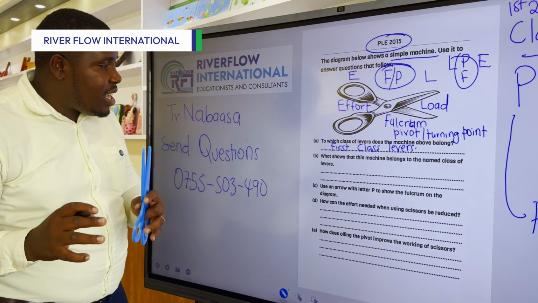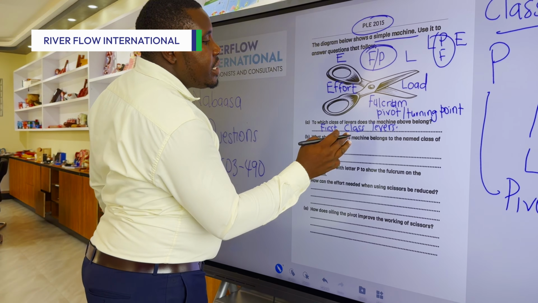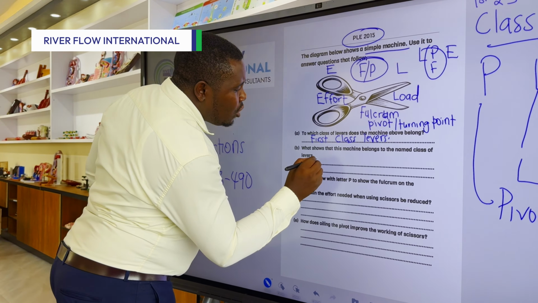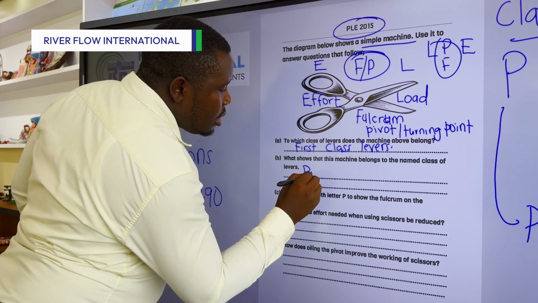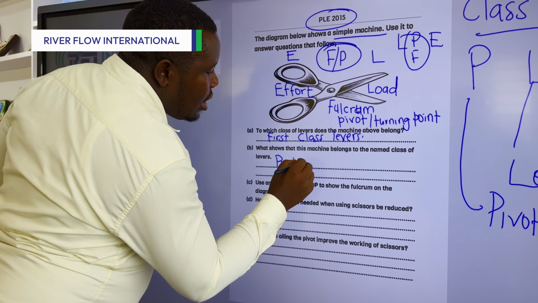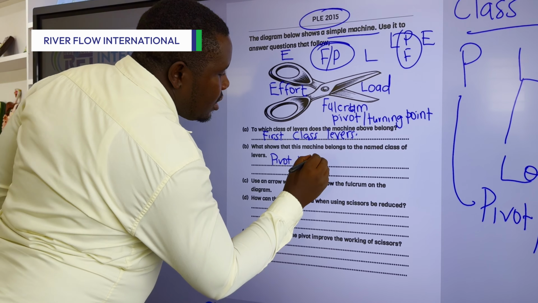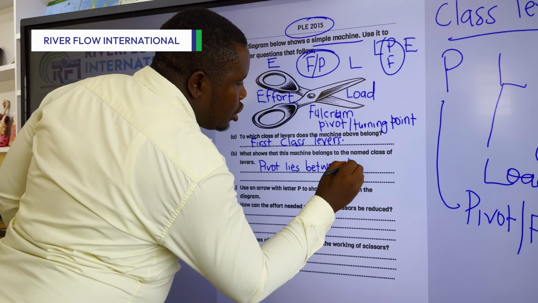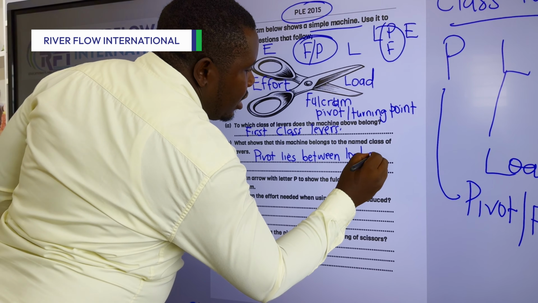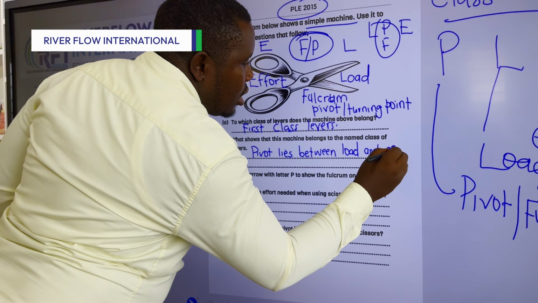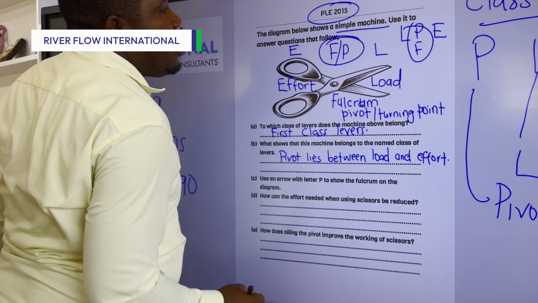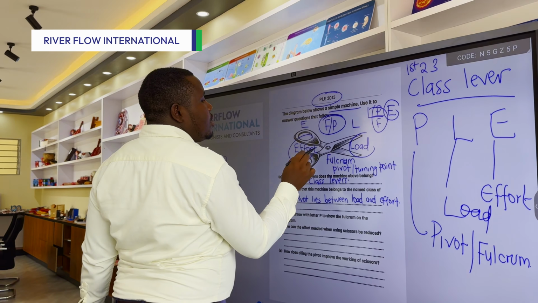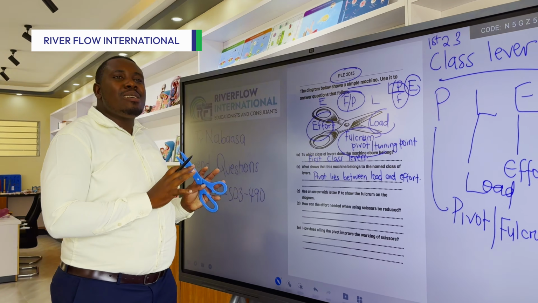I think it is very clear. Now, what shows that this machine belongs to the named class of levers? We're just going to say because pivot lies between load and effort. Just like we have seen it here. We have pivot in the middle, and here we have load, we have effort, and fulcrum is in the middle. As simple as that.